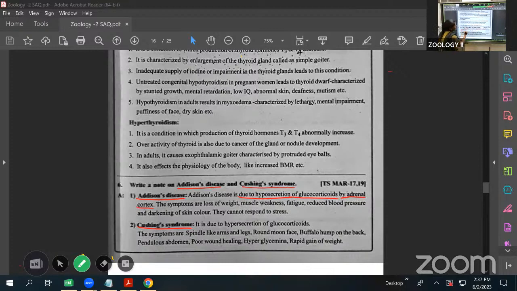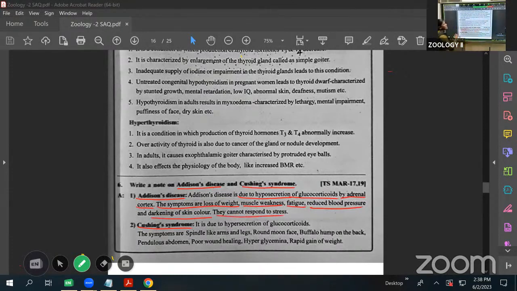Then what are the symptoms? The main ones are loss of weight and muscle weakness. Fatigue means the muscle contraction time, the prolonged contraction and prolonged relaxation, occurs. Also reduced blood pressure occurs, and darkening of the skin color, and they can't respond to stress.